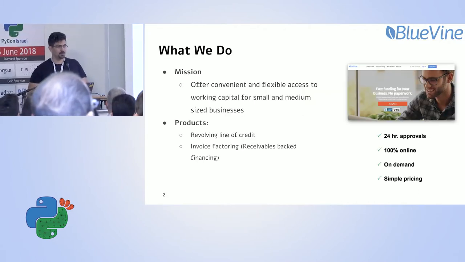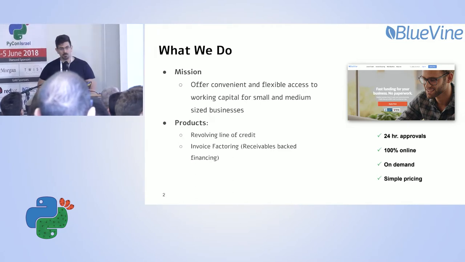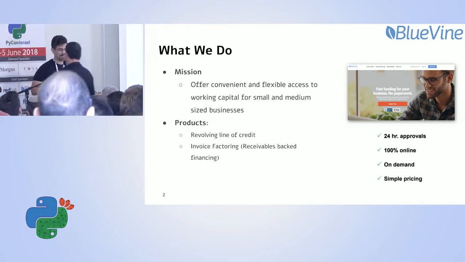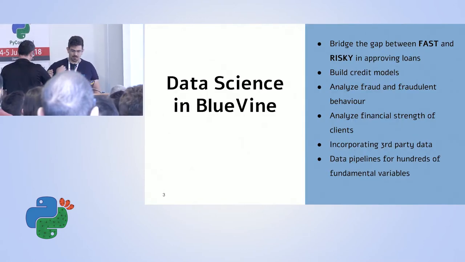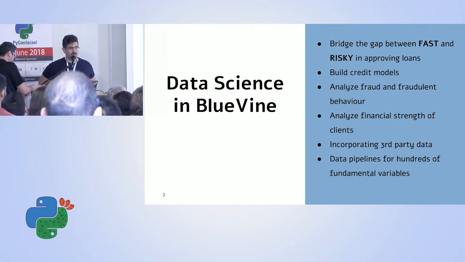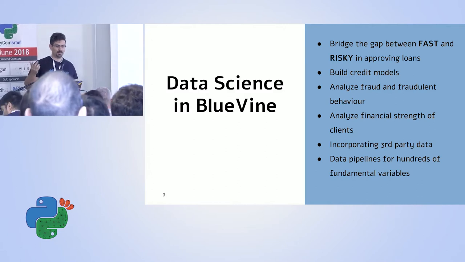One slide about Bluevine. What we're doing is giving online loans to businesses in the United States. And what data science at Bluevine is doing is basically bridging the gap between fast and risky. Because when you're giving a loan to people, you're taking on risk, right? You're not sure you're getting the money back.